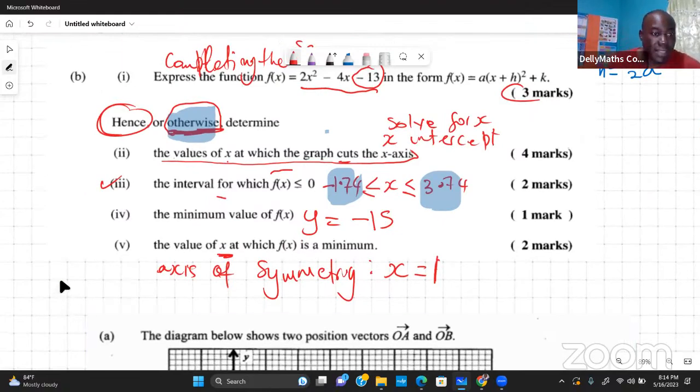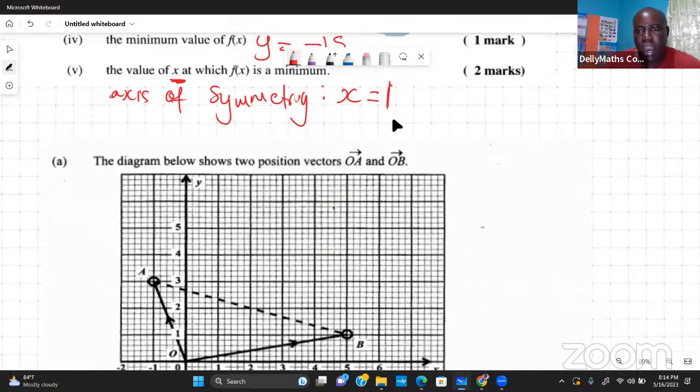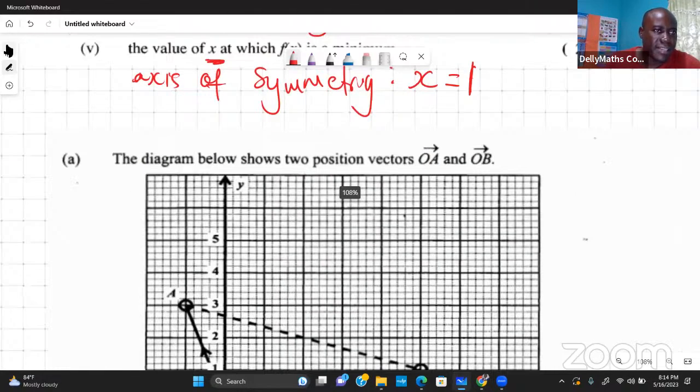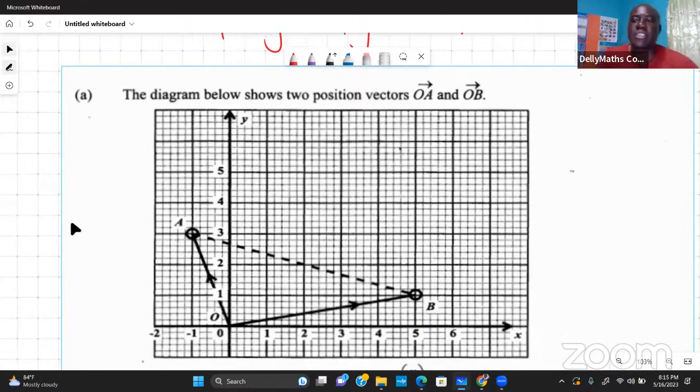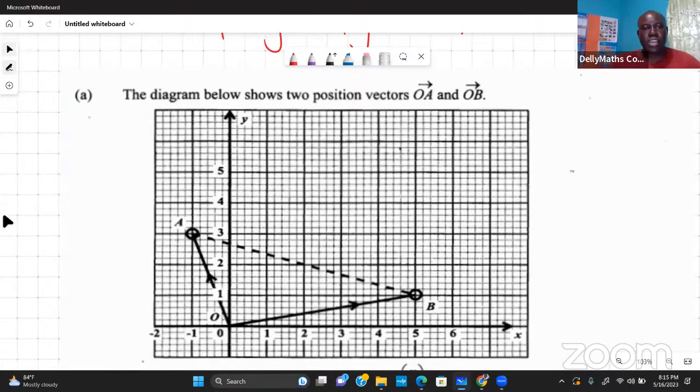You might see it on the exam. All right, here's a vector question. Vectors will definitely be at number 10. Number 10 is titled Vectors and Matrices. So we have vectors and matrices here to look at. All right, so here's our vector question.